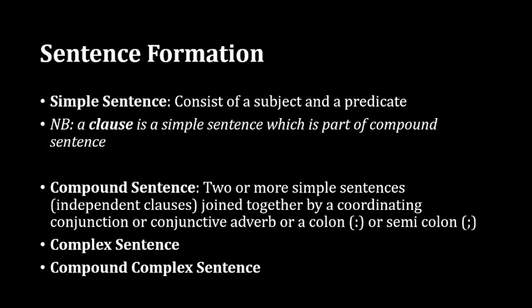A compound sentence is two or more simple sentences, that's independent clauses, that have been joined together by either a coordinating conjunction, a conjunctive adverb, or a colon or semicolon. You can use all these to form a compound sentence. We'll go into much more detail so you know how to form these sentences, and we'll discuss the complex sentence going forward.